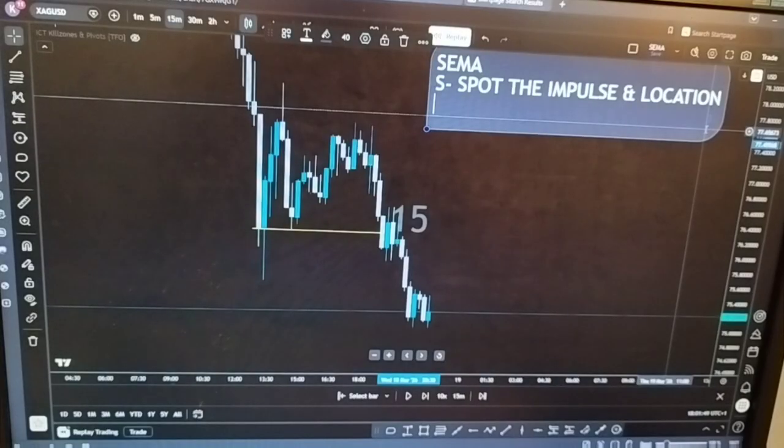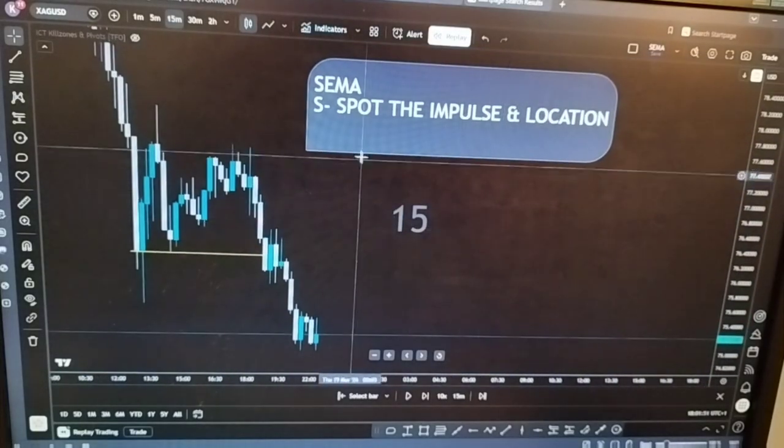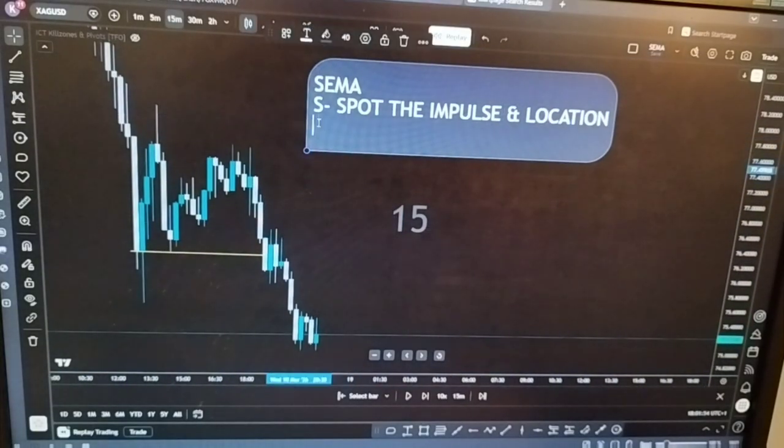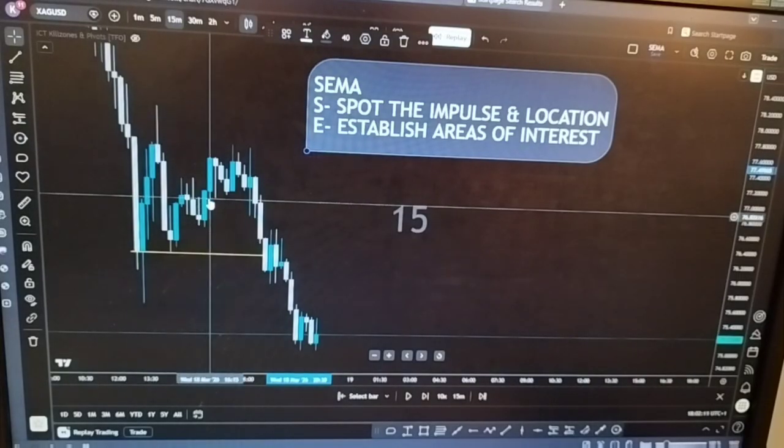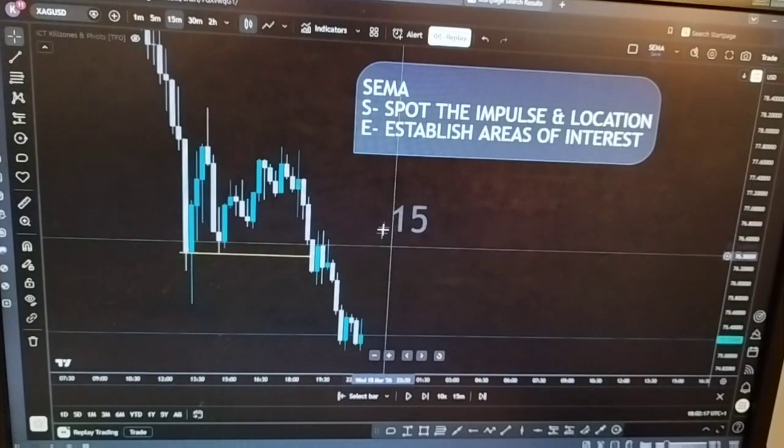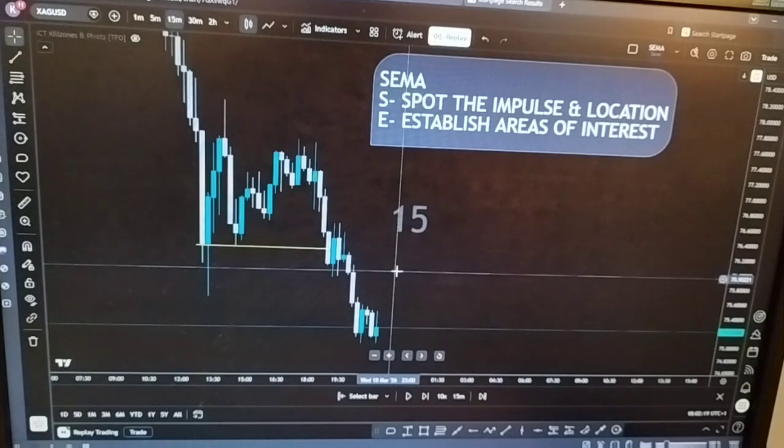Today I'm going to be looking at the second step in the Sima trading model, which is the E. The E is to establish the areas of interest. Okay, establish the areas of interest. That is the E. All right, so I'm going to move straight to this now. So we're looking at E now.